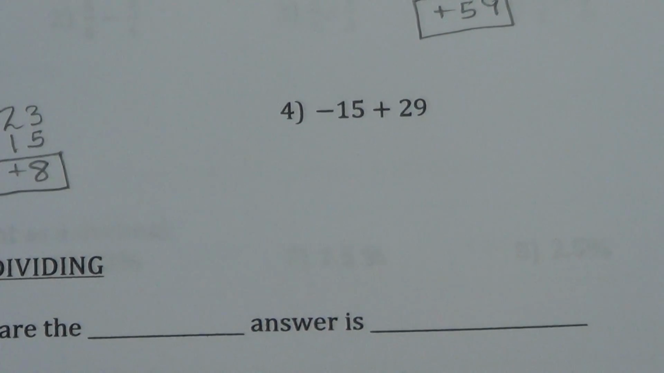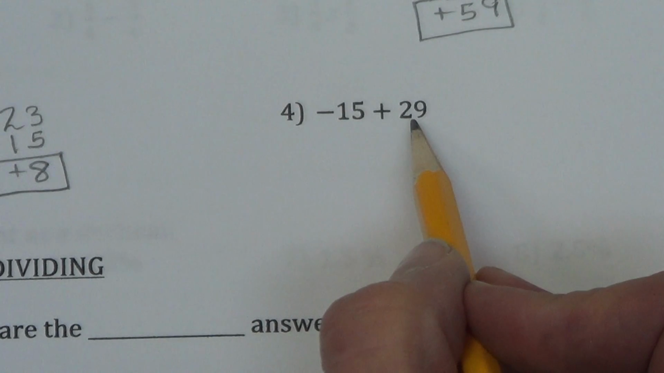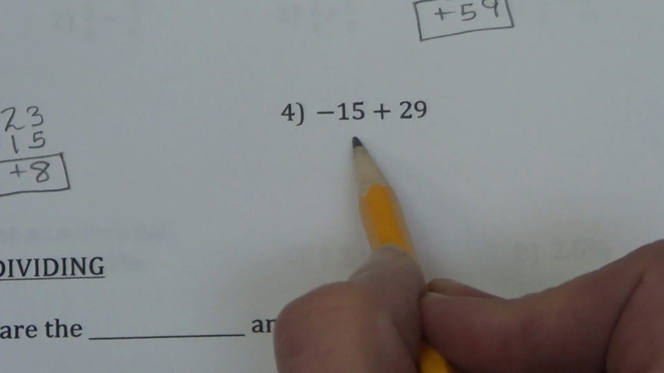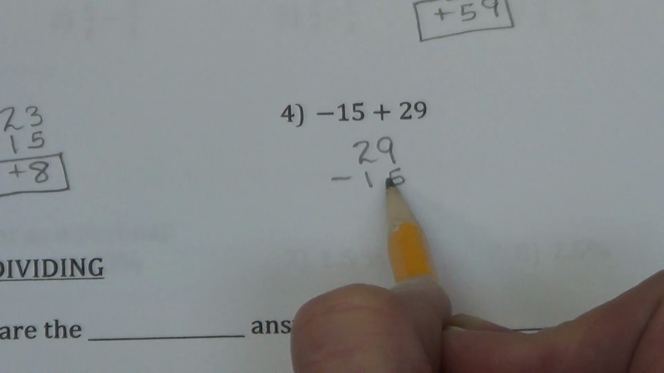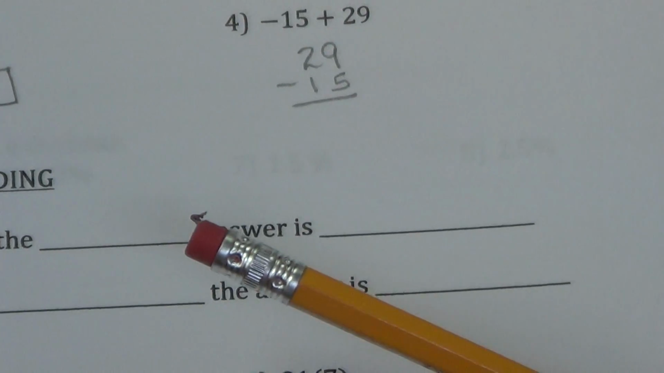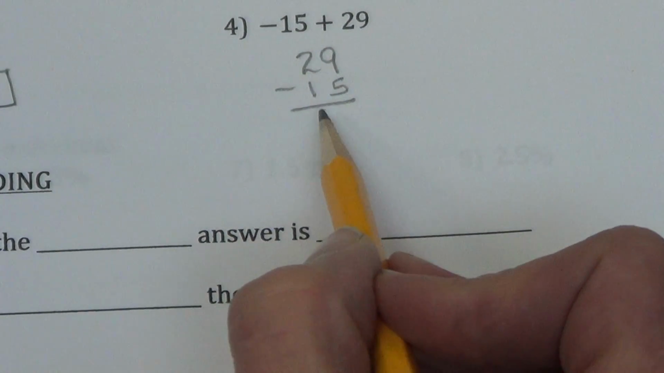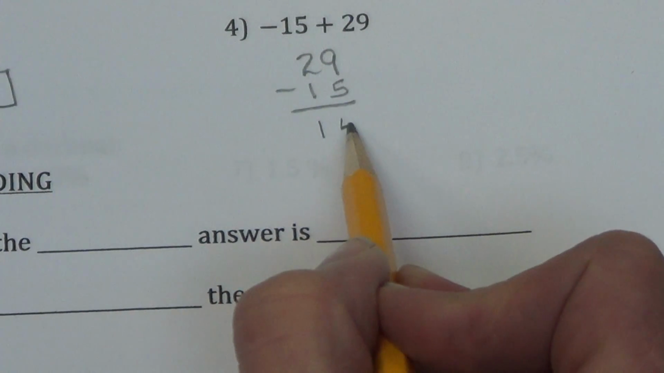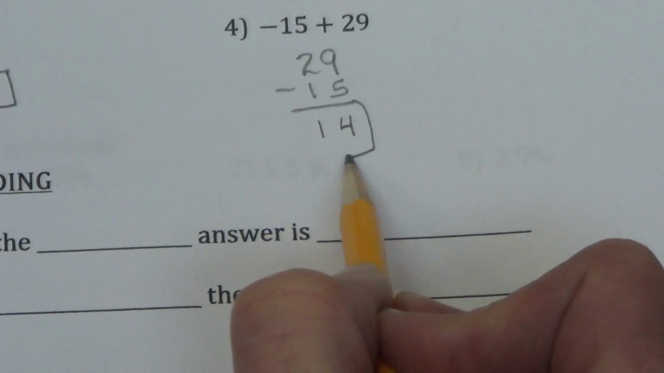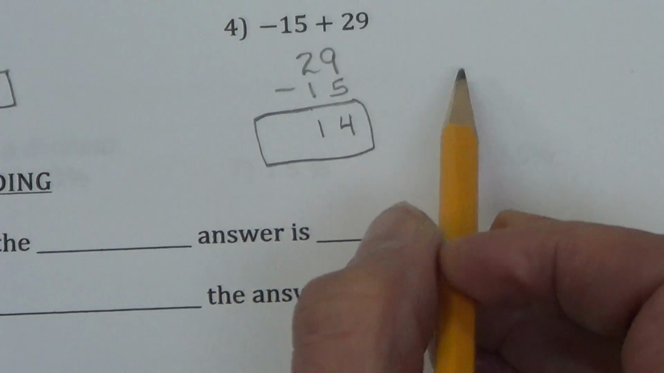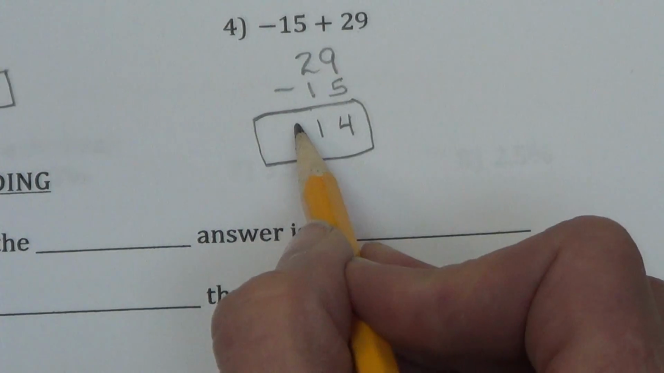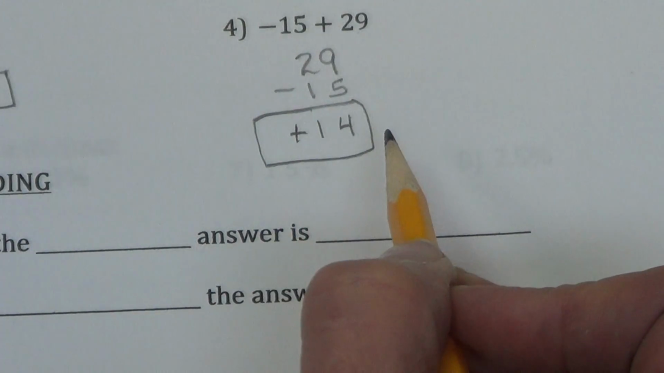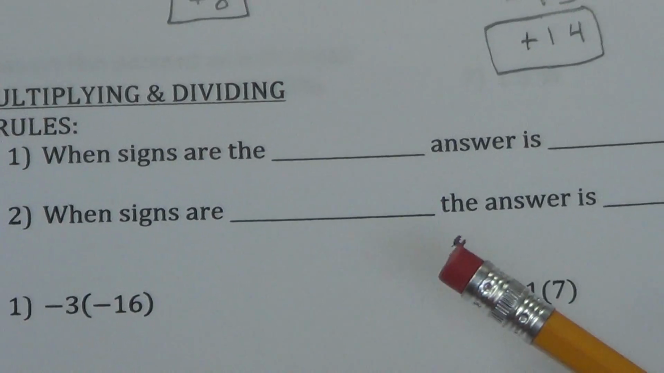You don't have to put the plus. Next problem. Negative 15 and 29, they're different signs. So we would subtract them. And then you give them the sign of the larger number. So that's 14, and then 29 is, I shouldn't say larger number, farther from 0. 29 is farther from 0, so we give it the positive 14. Okay.